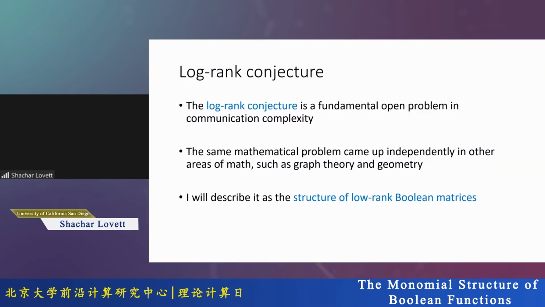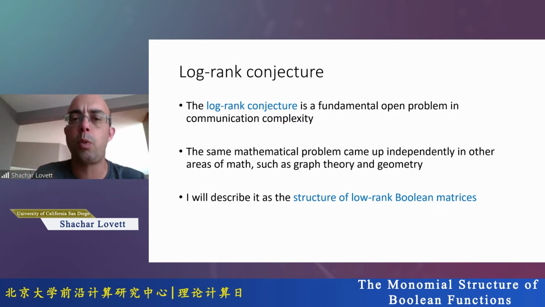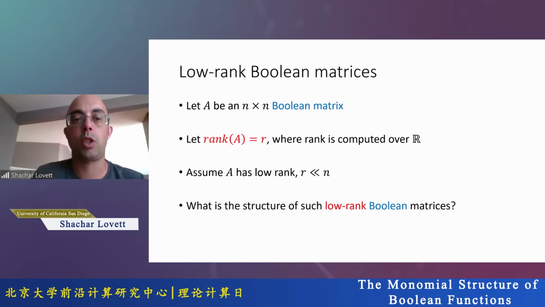Okay, again, to this log rank conjecture. Like I said, the log rank conjecture is really a mathematical question about the structure of low-rank Boolean matrices. So what's the question? Let A be an n by n Boolean matrix, a matrix with 0, 1 values, and we're going to compute its rank over the reals. Let's use R to denote its rank.